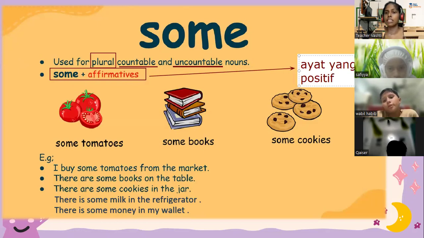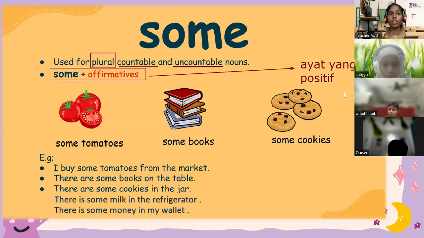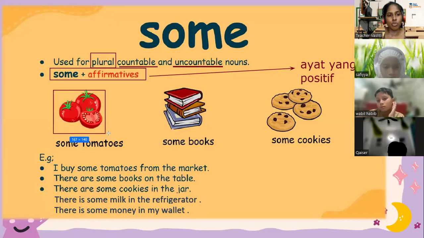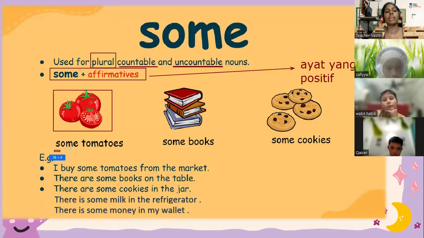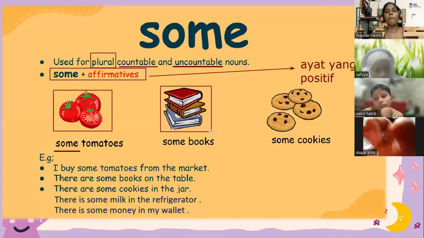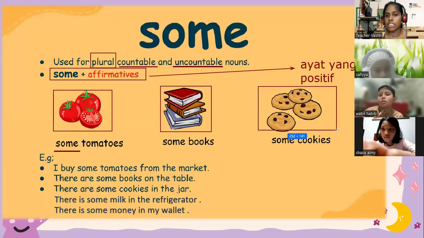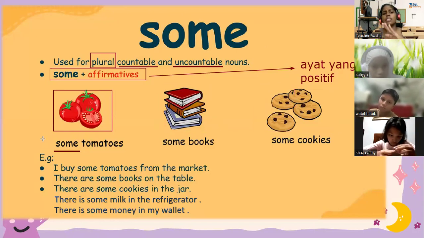Ayat yang positif. Which means tak ada perkataan no. Tak ada perkataan don't. Tak ada perkataan tak ada. Mesti ada perkataan ada. You have it. Baru ayat tu positif. So, some tomatoes. How many tomatoes we have here? Three tomatoes. Okay, so you say some tomatoes. Sebab lebih more than one. Some books. More than one book. Some cookies. More than one cookie. Kalau lebih dari satu, guna some.